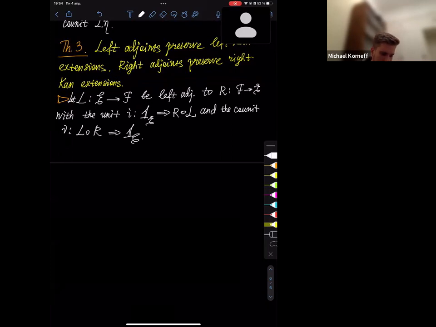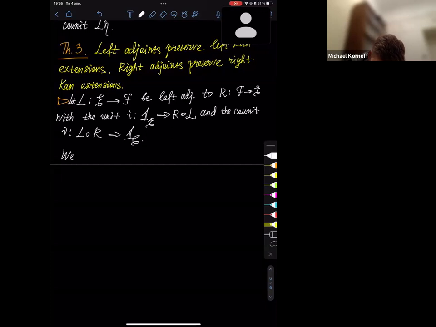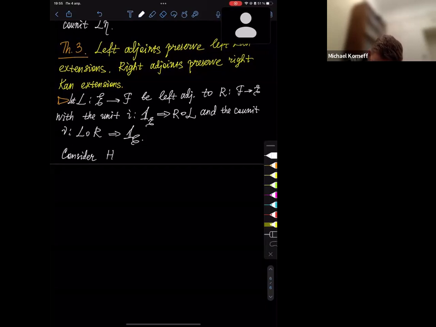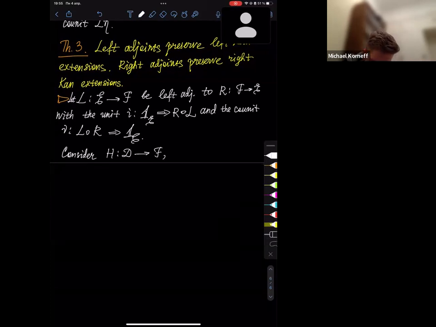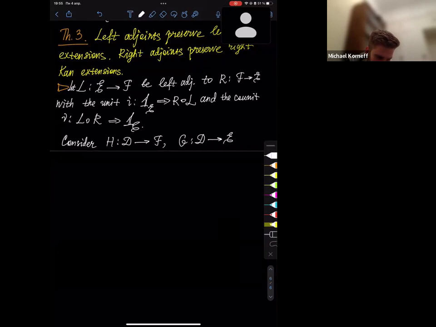Okay, and hence we should prove the universal property, and we consider a functor H between D and F and a functor G between D and E. Thus from the definition of adjunction, we have the isomorphism, the bijection.